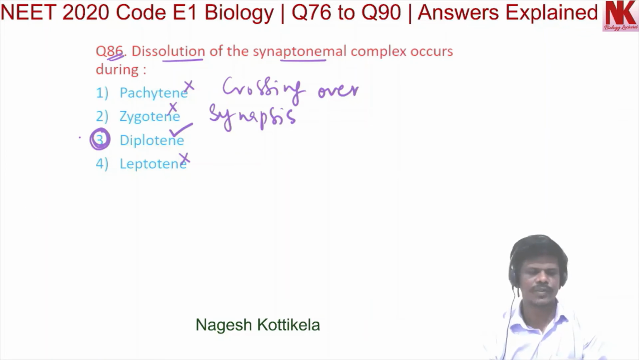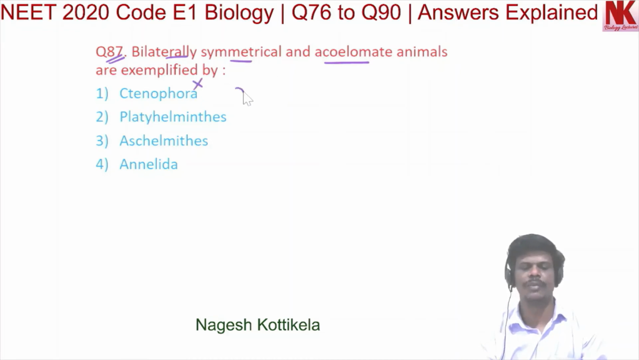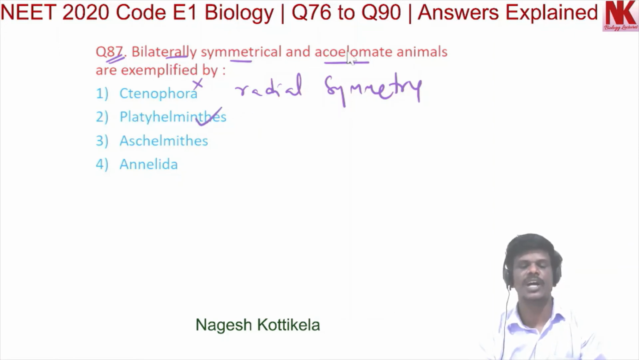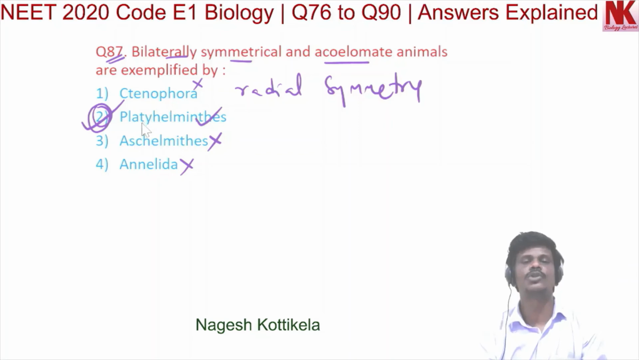Now moving to the next question, question number 87. Bilaterally symmetrical and acoelomate animals are exemplified by option 1 Ctenophora. This is wrong, because here radial symmetry is seen. Platyhelminthes is correct, because in this bilateral symmetry as well as acoelomate conditions are found. Aschelminthes are pseudocoelomates, Annelida is true coelomate. So among the given options, option 2 is the most appropriate option. Now moving to the next question.